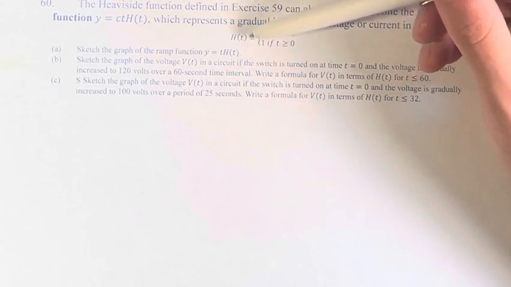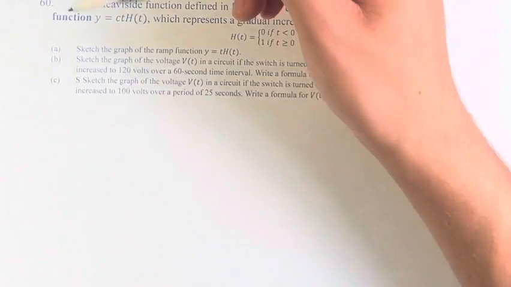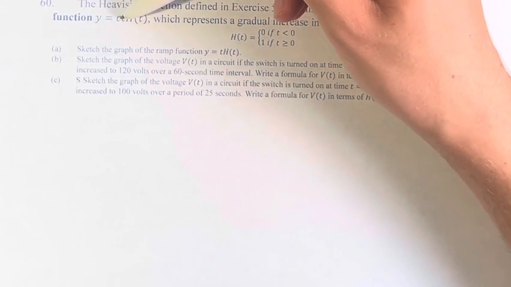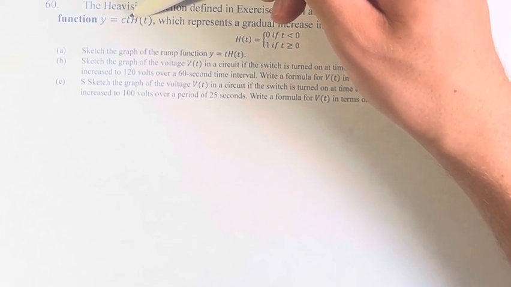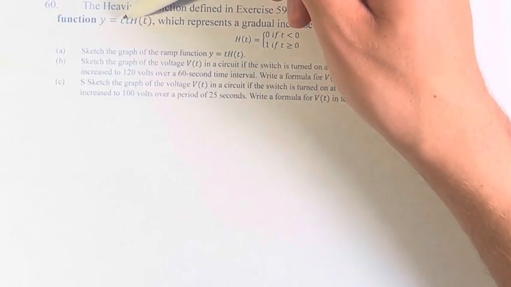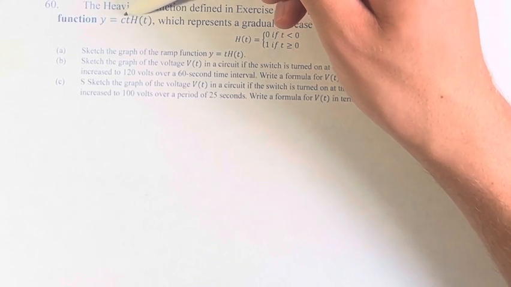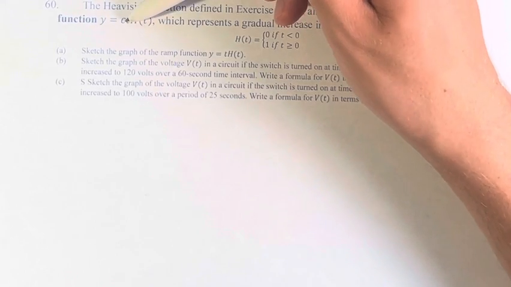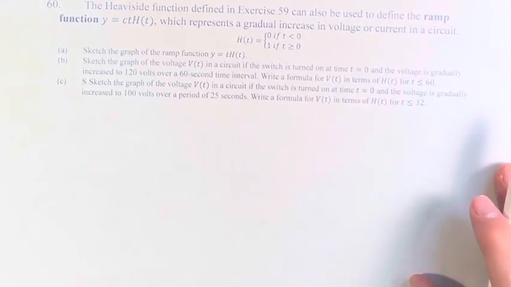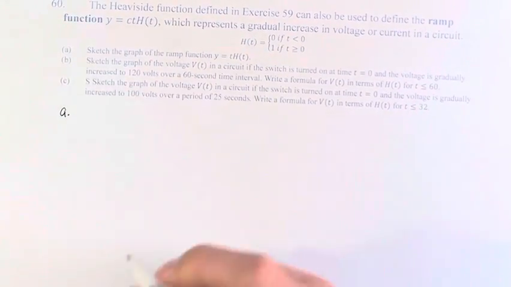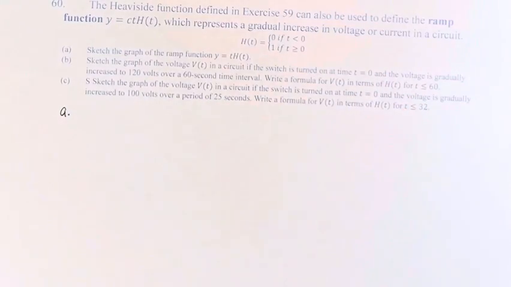So the original function h of t goes from 0 to 1 and then it stays at 1. This new function y, as t increases, the value increases along with it. So if t is 10, this is 10 times 1, which is 10 times c. If t is 100, it's 100c. If t is 200, it's 200c, and so on. So it's increasing consistently. So here, sketch the graph of this function where c is just equal to 0.